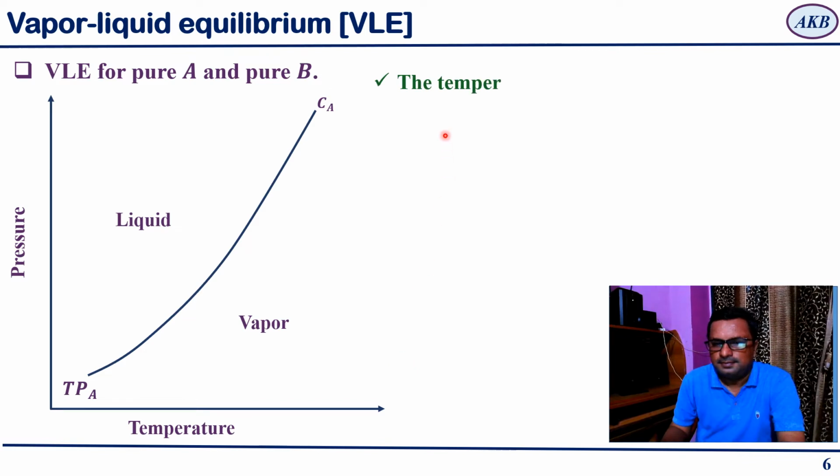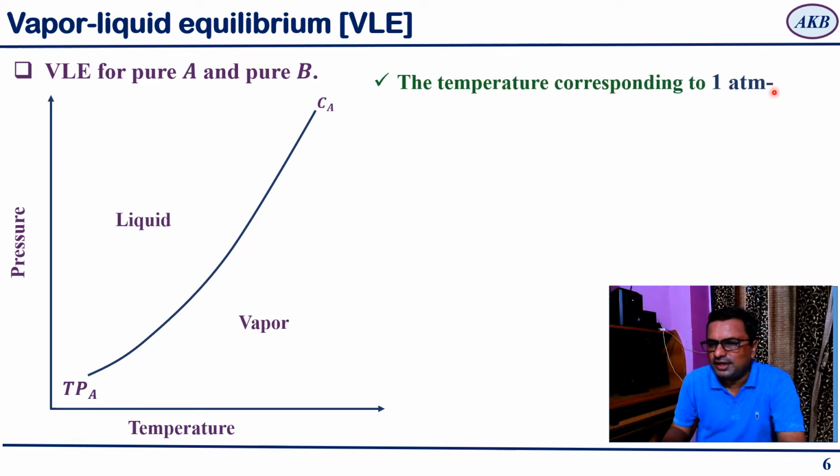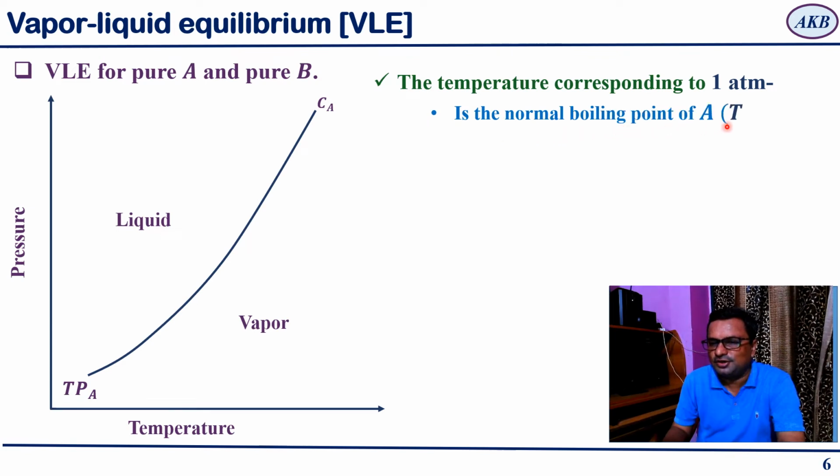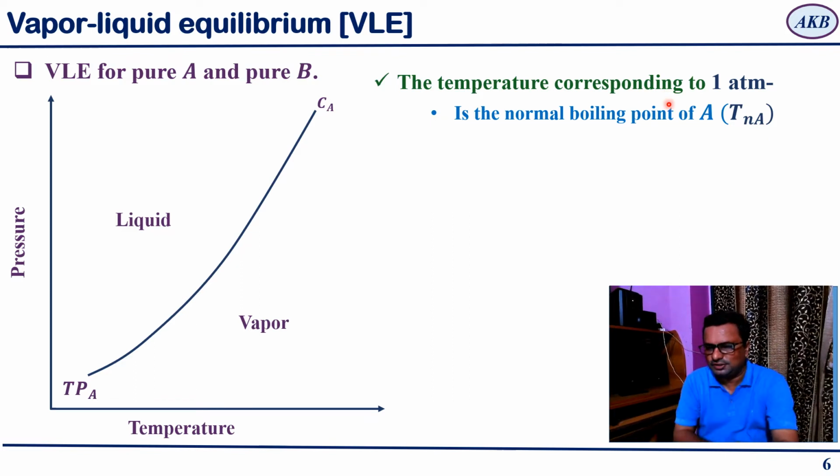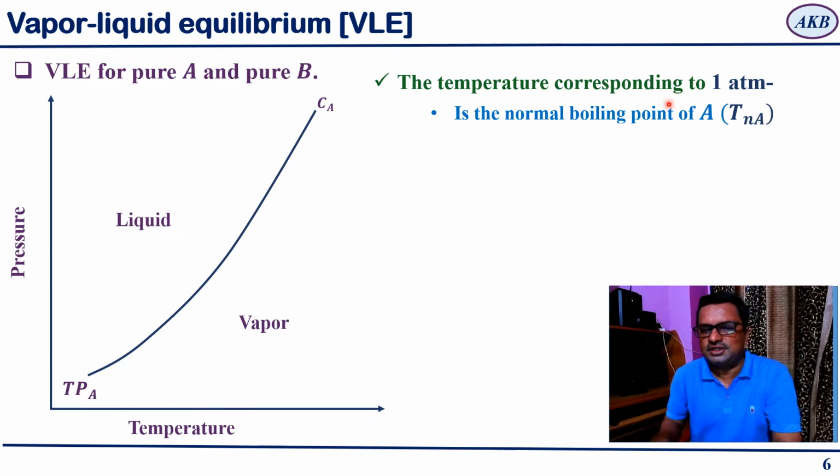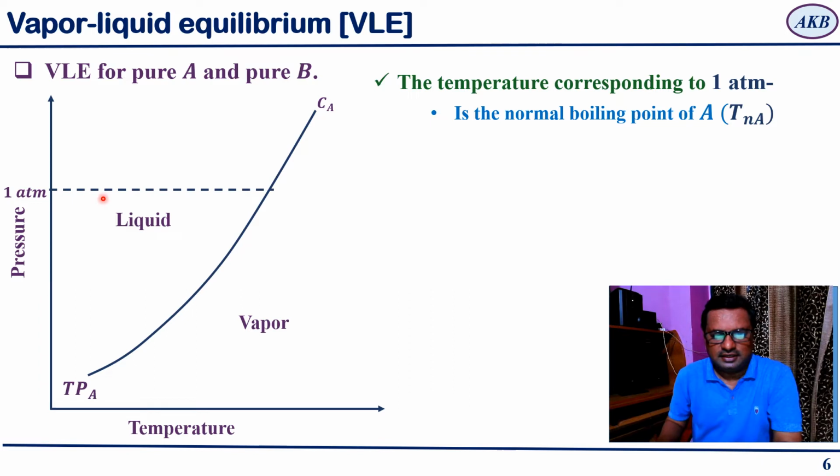Now, if you choose 1 atmosphere pressure on the pressure axis, move to the curve and then go to the temperature axis, the temperature that you get for this pressure is nothing but the normal boiling point of A, Tn. So the temperature corresponding to atmospheric pressure is the normal boiling point of A.